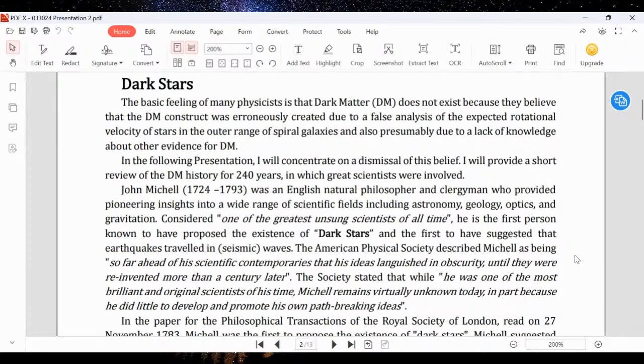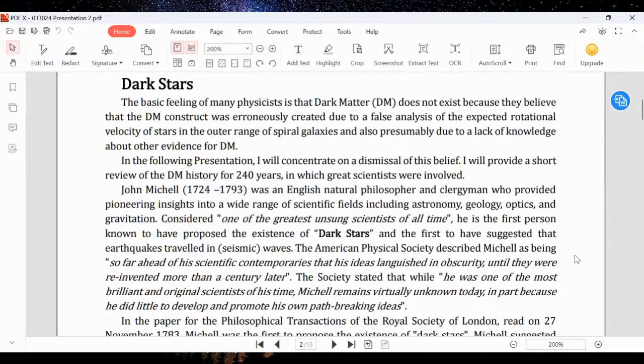Considered one of the greatest unsung scientists of all time, he is the first person known to have proposed the existence of dark stars and the first to have suggested that earthquakes travel in seismic waves. The American Physical Society described Michell as being so far ahead of his scientific contemporaries that his ideas languished in obscurity until they were reinvented more than a century later.